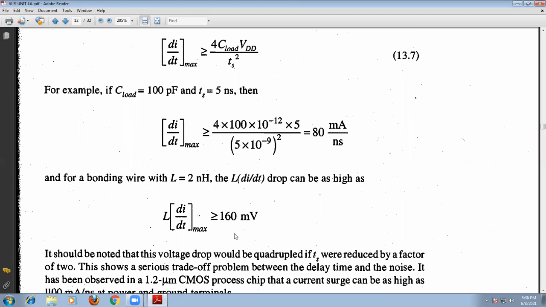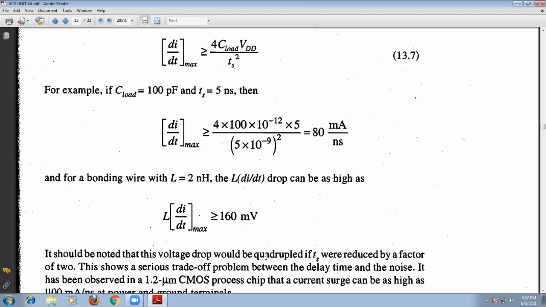Just remember, when TS is reduced to TS by 2, the drop across this will change 4 times. That means the noise will increase. So there is a serious trade-off problem between the delay time and the noise signal. When the delay is reduced, the noise increases. Then what is the method to reduce this L di/dt noise?